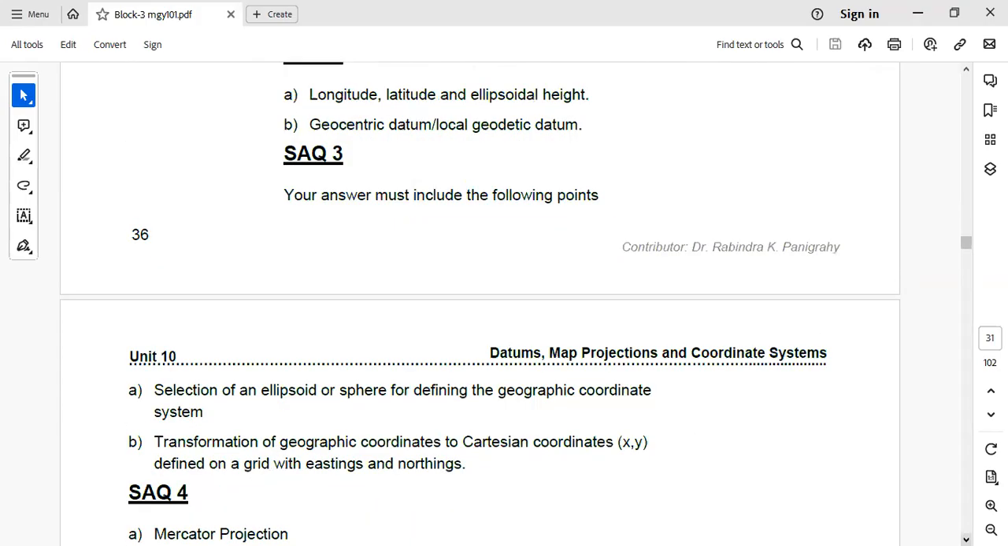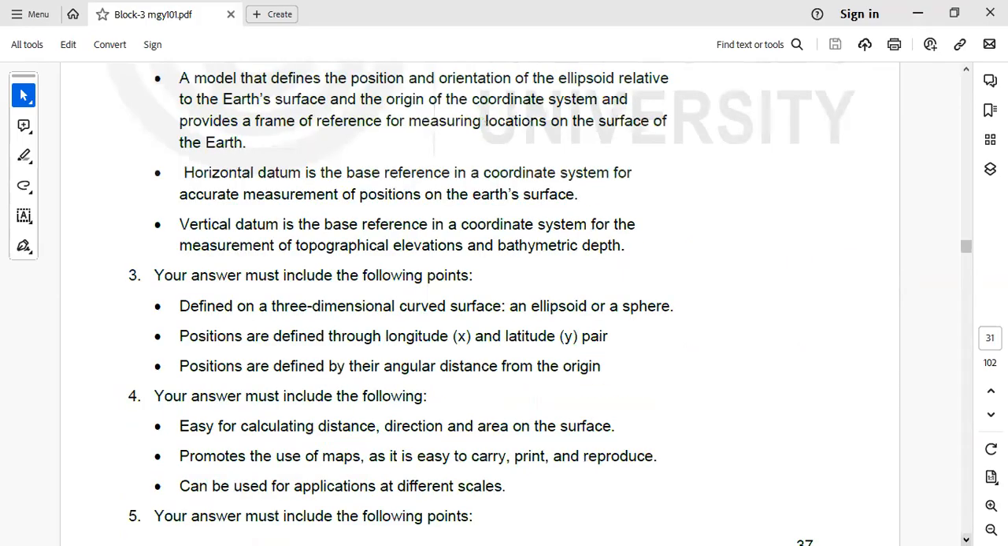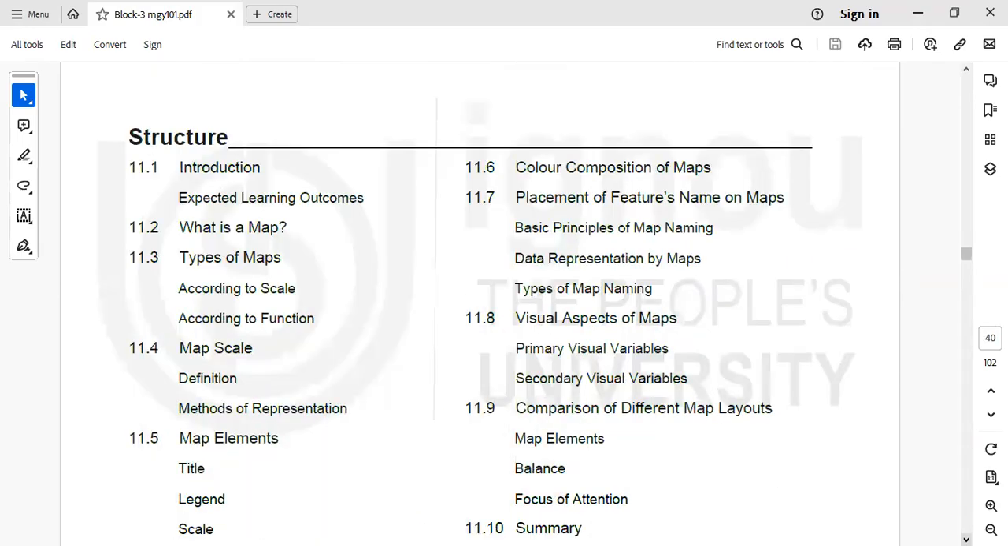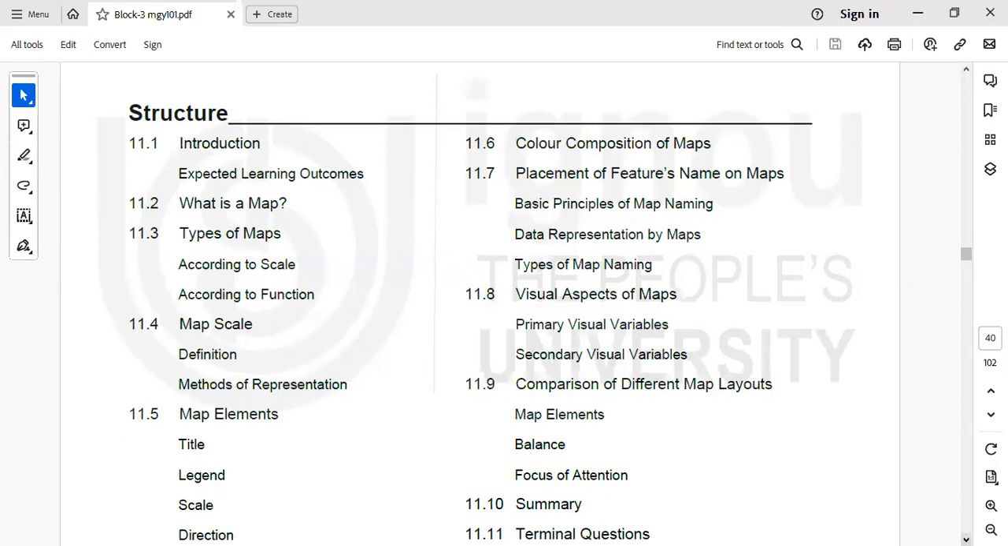Now, I will discuss another unit, that is understanding maps. So in this unit, there are many aspects related to the understanding of the map. For example, what is a map, its types, map scale, map elements, then color composition of the maps, the visual aspects of maps, comparison of different map layouts; they are all discussed in this unit.